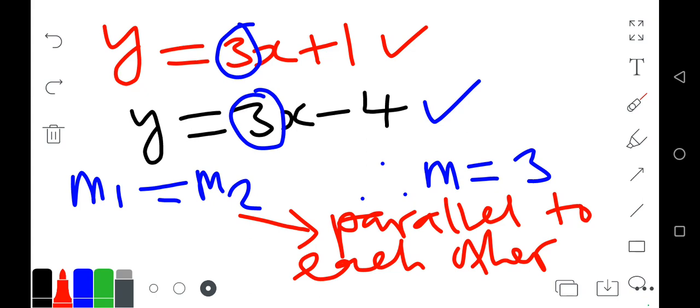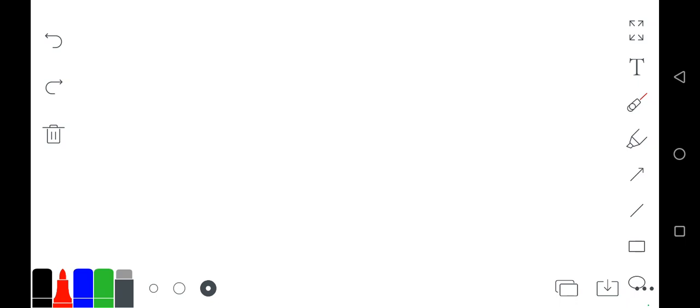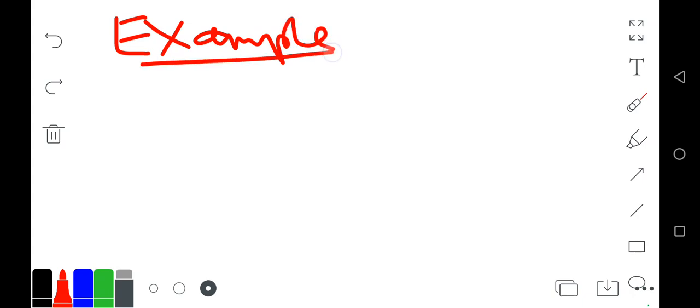After knowing that, we can now look at an example.